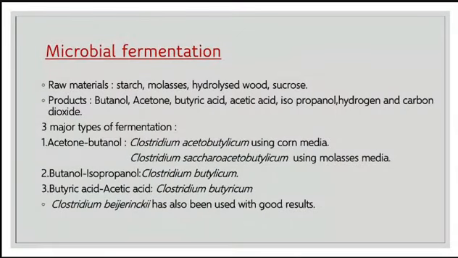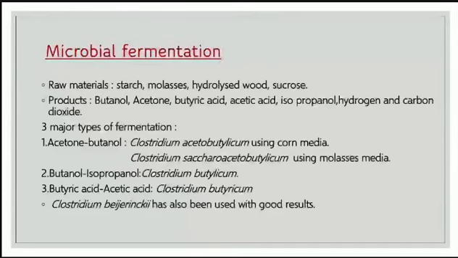Microbial fermentation. The raw materials used for acetone butanol fermentation are starch, molasses, hydrolyzed wood, and sucrose. Molasses is the byproduct of the sugar industry. Products obtained after acetone butanol fermentation include butanol, acetone, butyric acid, acetic acid, isopropanol, hydrogen, and carbon dioxide.